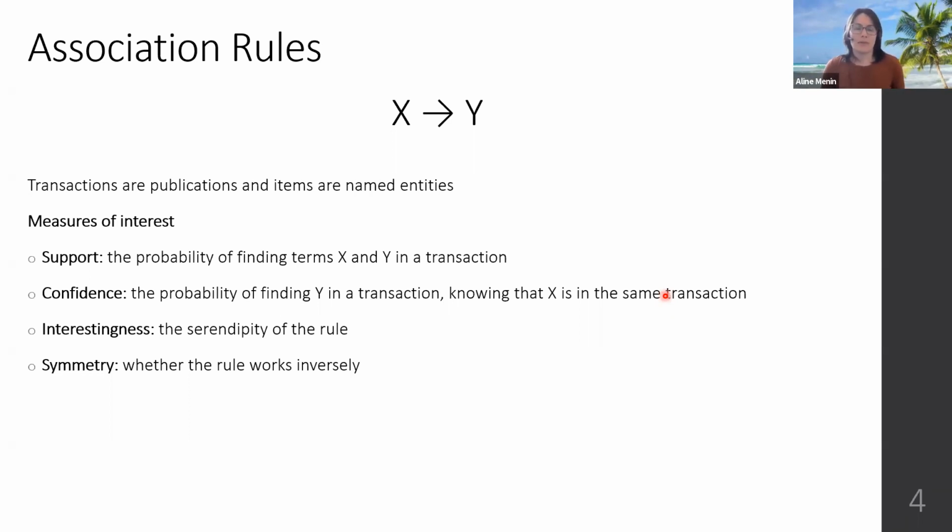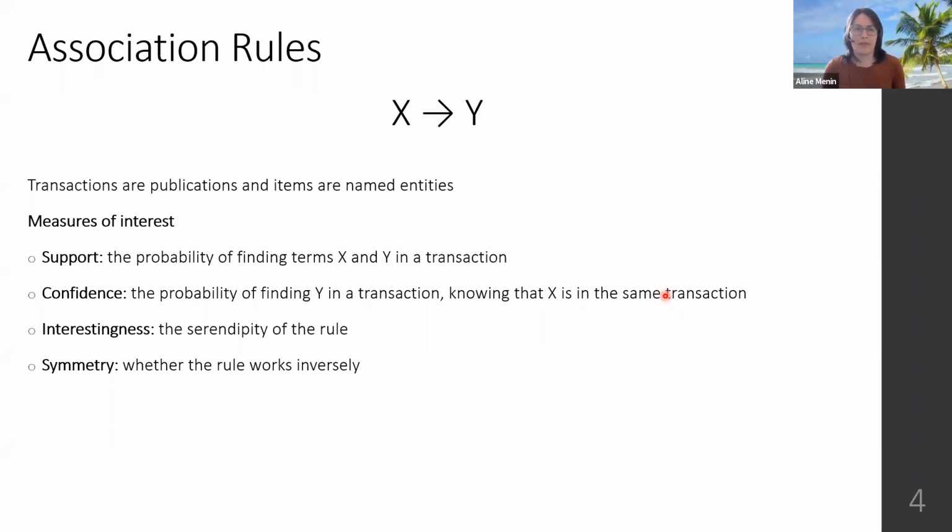These association rules normally are described via some measures of interest. Typically, we have support and confidence. Support is the probability of finding the terms X and Y in a transaction, while the confidence is the probability of finding Y in a transaction, knowing that X is in the same transaction.